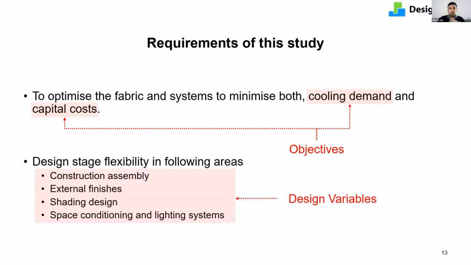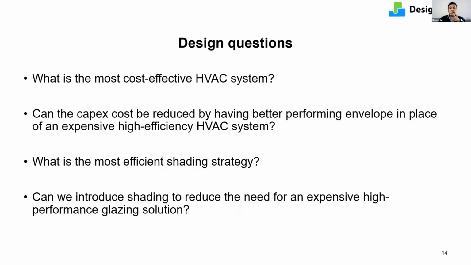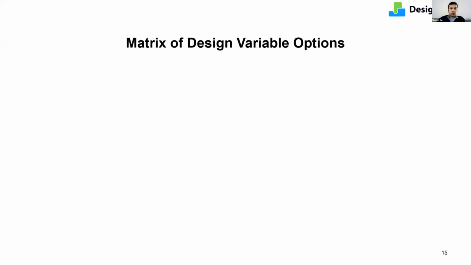So through optimization, the design will explore answers to questions such as what is the most effective HVAC system? Can capital expenditure be reduced by having a better envelope in case of a high efficiency HVAC system? What is the most efficient shading strategy? And maybe can we introduce shading to reduce the need for expensive glazing? So I will show you briefly the various design variables and the options that were there for this study.